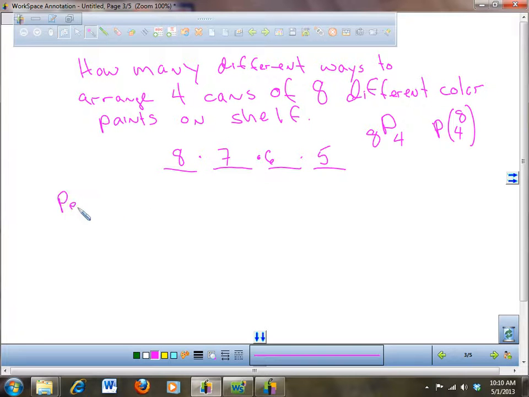is when order matters. Okay, permutation is also what you have when you have a cat that has like 5 legs on it. Okay, that's a permutation.